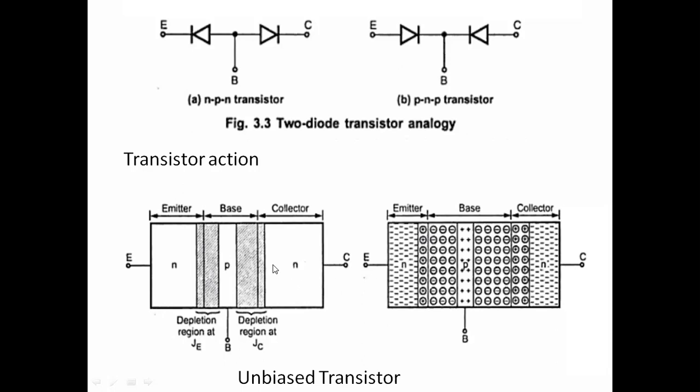Coming to base and collector, the collector is moderately doped and the base is lightly doped. So more diffusion takes place on the base side, because the width of the collector is higher than the emitter side. Like this, junctions are formed at the emitter base and collector base. So this is an unbiased transistor.